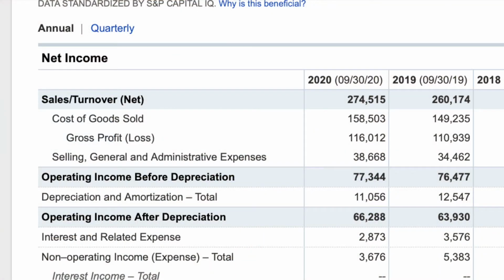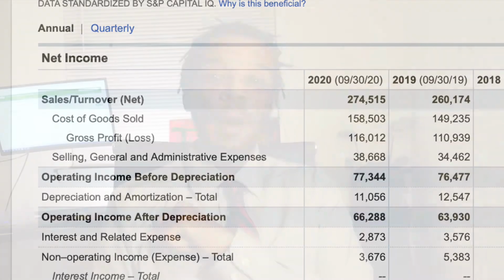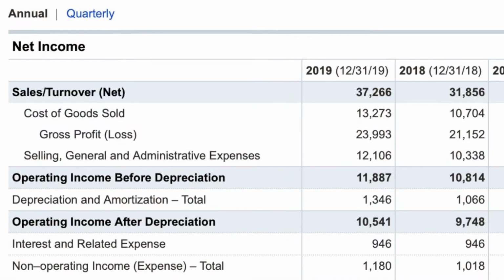So company A has a gross profit of $116 billion. Company B has a gross profit of $23 billion. So it's simple math, right? You're pretty much going line by line and subtracting. You're subtracting each line in succession from the previous line. It really is that simple, right?